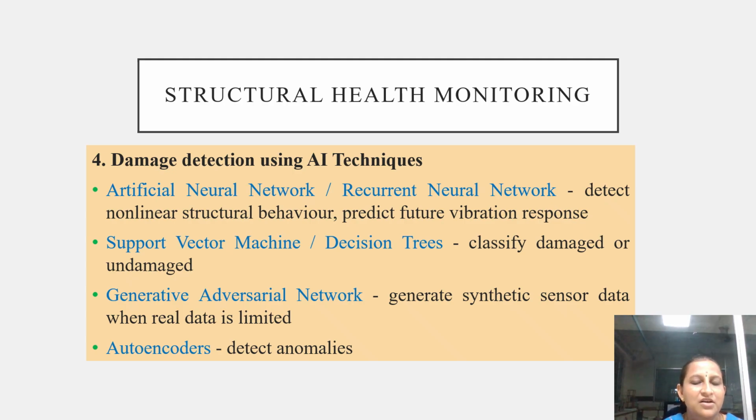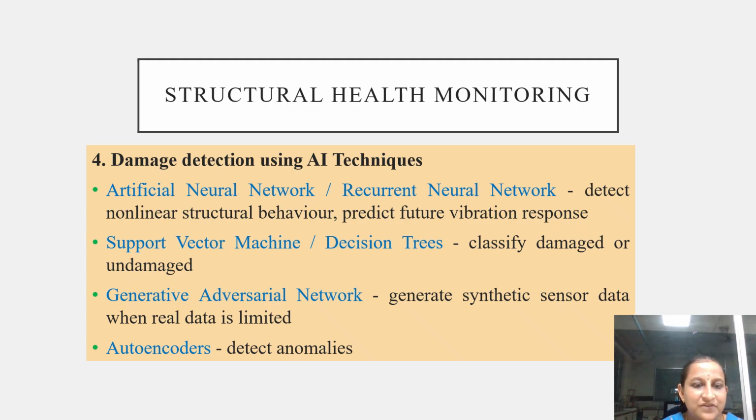So now we'll see the techniques. First one is artificial neural network or recurrent neural network. So this is mainly used for studying the nonlinear behavior of the structure, and it can also predict future vibration response under the action of dynamic loading.